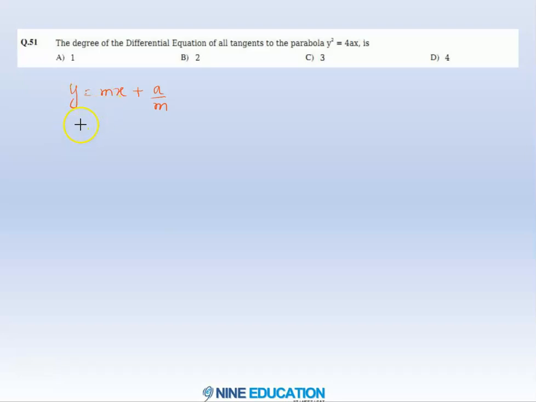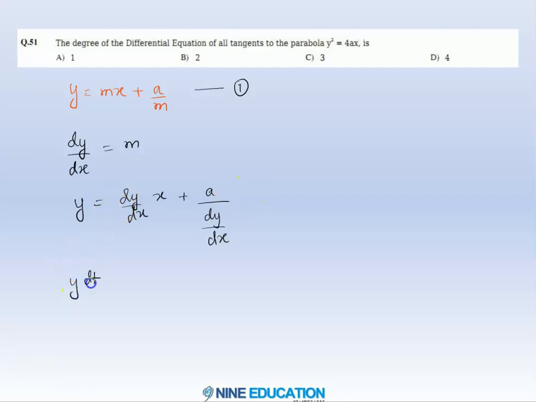Now to form the differential equation, and then only we can know about the degree, what we need to do is differentiate with respect to x. So we'll get dy by dx equal to m, and this a by m, since a is a constant and m is another parameter, again the differentiation is 0. So I can plug in this value of dy by dx in the first equation where we have written the equation of tangent. It will become y is equal to dy by dx times x plus a divided by dy by dx. Now let us multiply by dy by dx throughout.